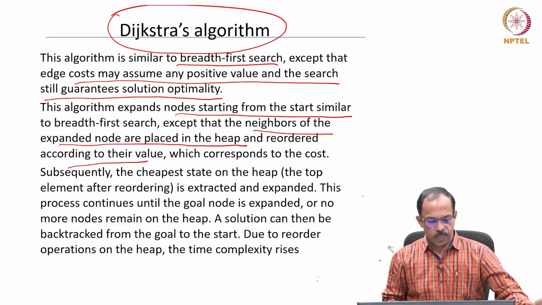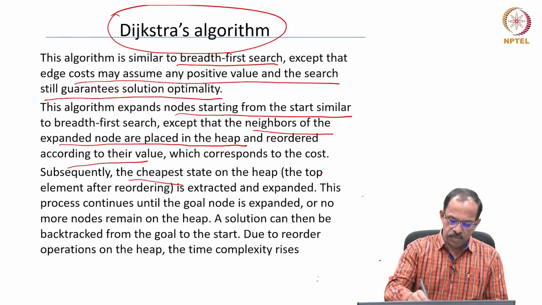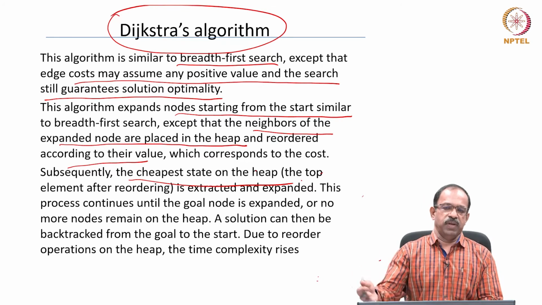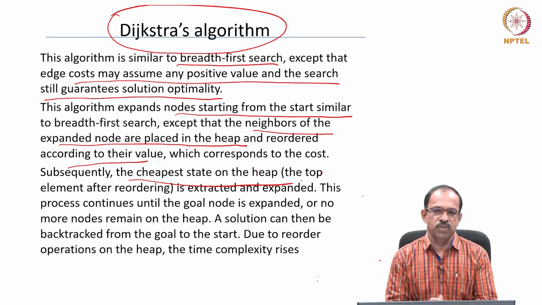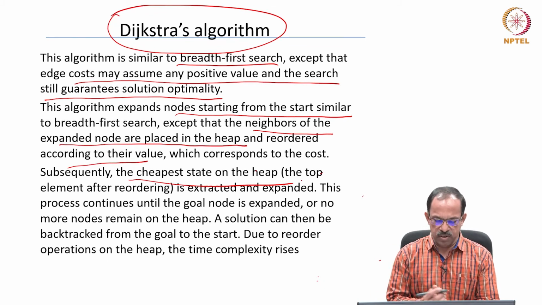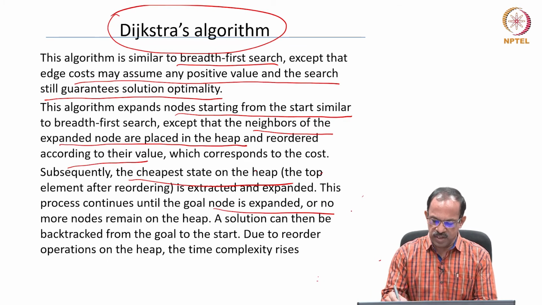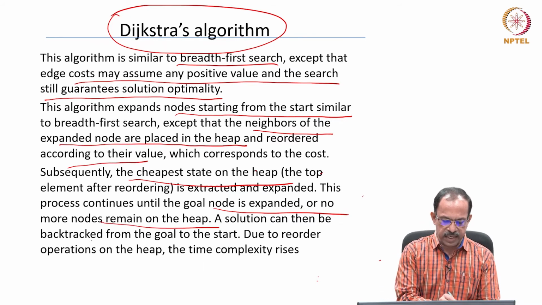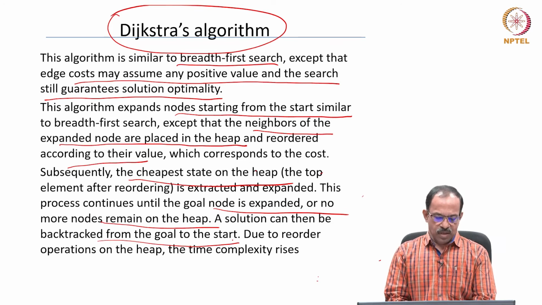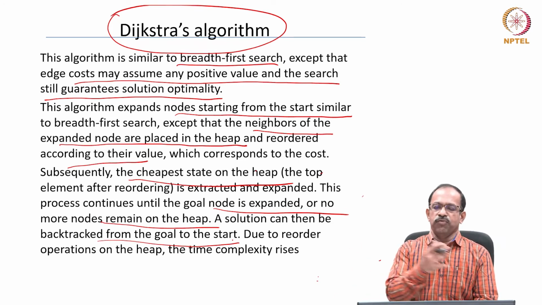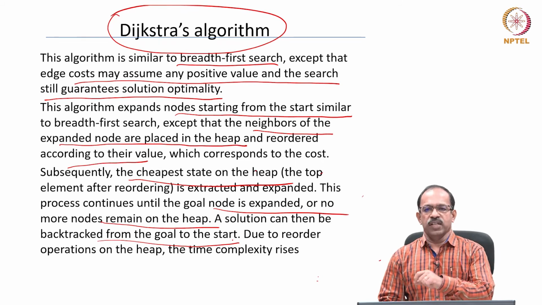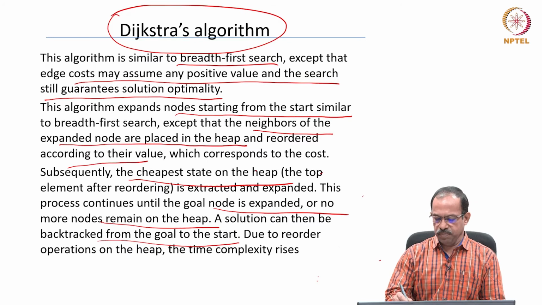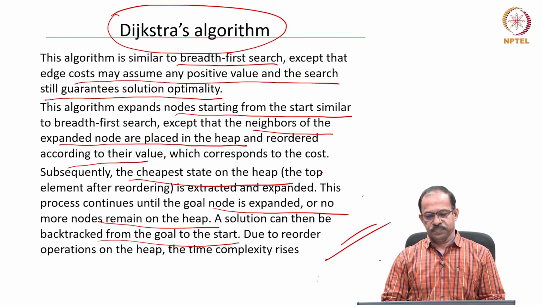The cheapest state on the heap is extracted and expanded further, as I mentioned. It will look at the lowest cost and then expand it further, and it continues until the goal node is expanded or no more nodes remain on the heap. A solution can then be backtracked from the goal to the start. You can go back from the goal and check which path gives the lowest cost. So, that is basically the Dijkstra algorithm.